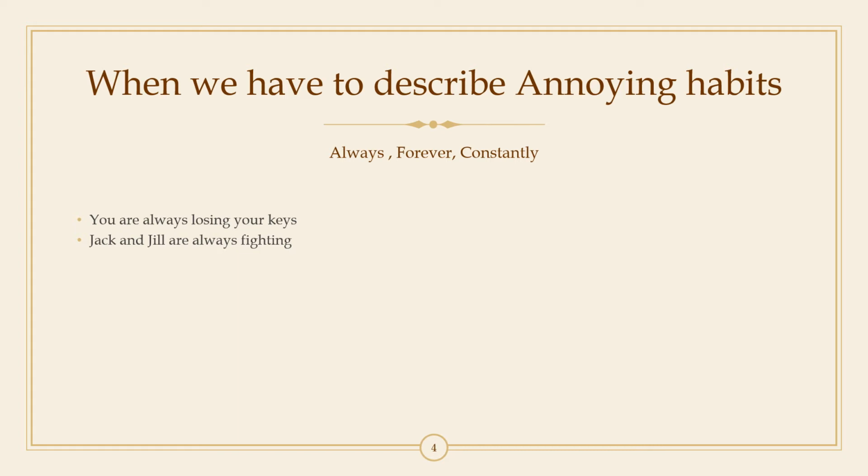Now, if you have to describe the annoying habits of people, it becomes necessary that you use words like always, forever, and constantly. Only then does the continuous tense get upgraded into describing certain specific events, certain specific meanings, right? And the meaning here is that they have an annoying habit, and the annoying habit about Jack and Jill is that they are always fighting. Let us look at one more example. She is constantly complaining about her sister, right?